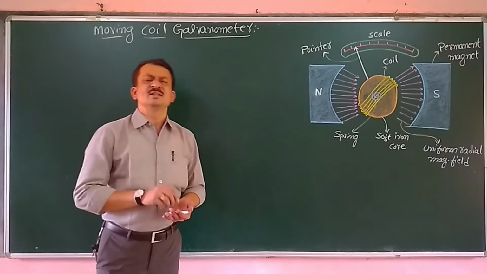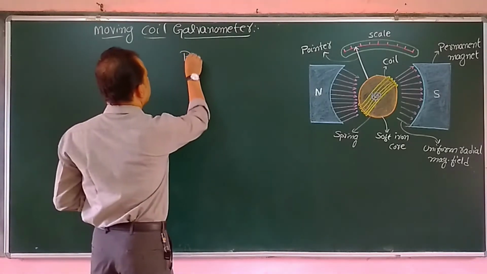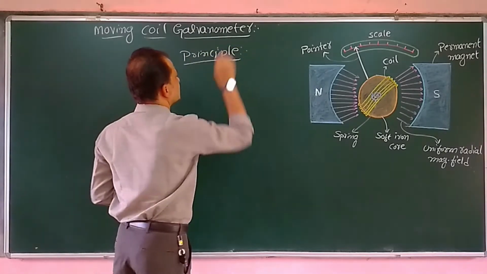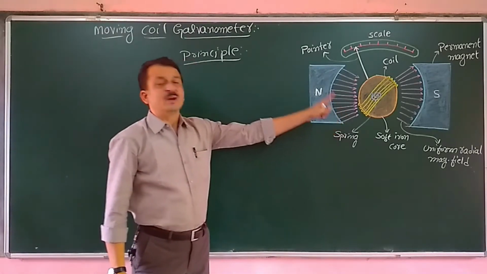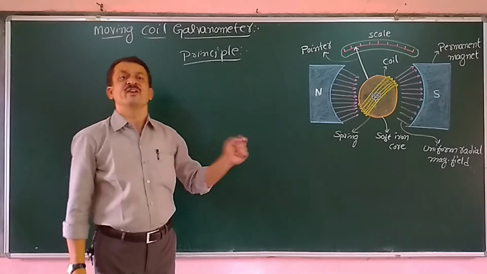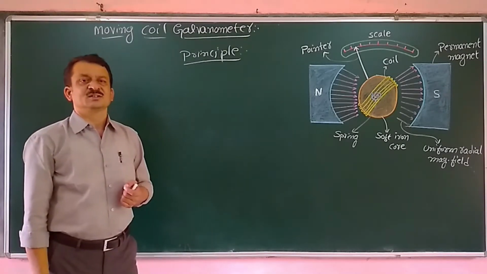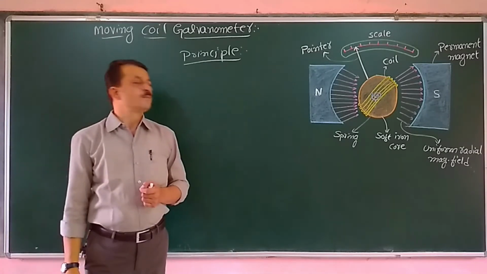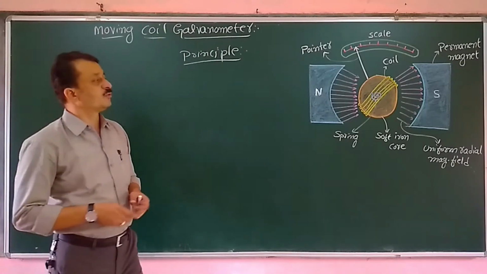The basic principle is that we have already studied in the previous class. A current loop, when placed in a uniform magnetic field, that is an external magnetic field, experiences a torque. That is the principle of the galvanometer.